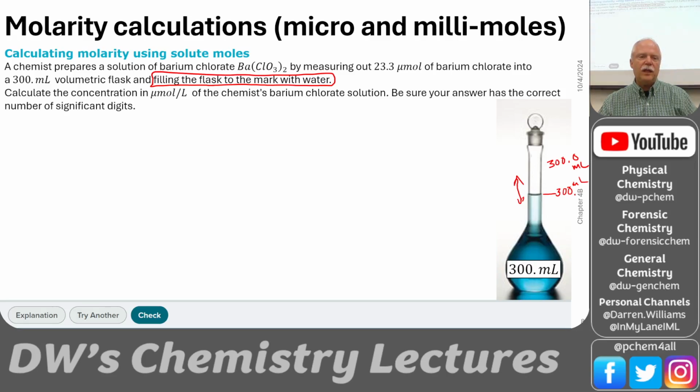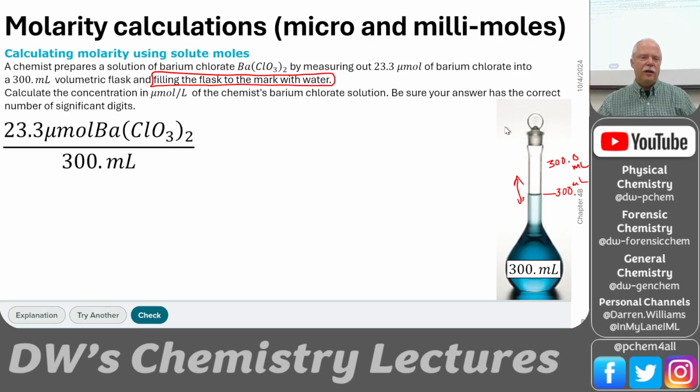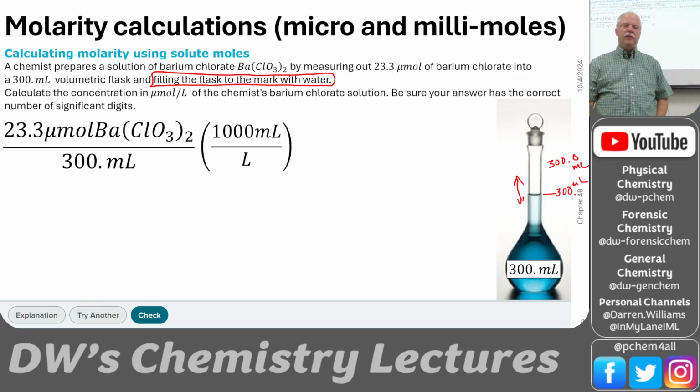Okay. Now this is asking to calculate the concentration in micromoles per liter of the chemist's barium chlorate solution. So this is pretty straightforward. We've got 23.3 micromoles of barium chlorate in 300 mils of water. And so all I need to do is just convert that over to micromoles per liter. So I can get out of milliliters and into liters.